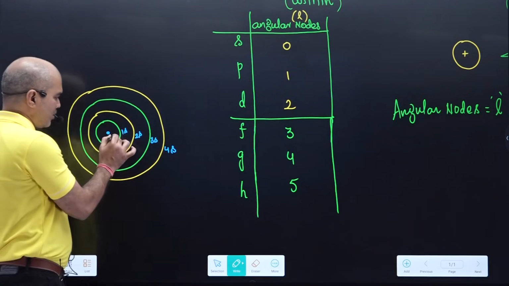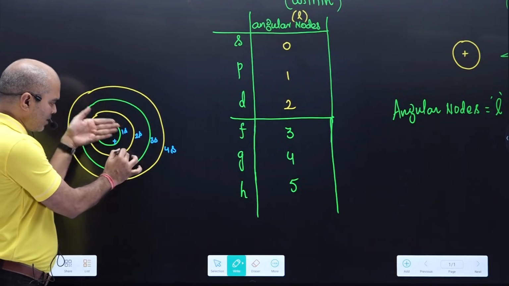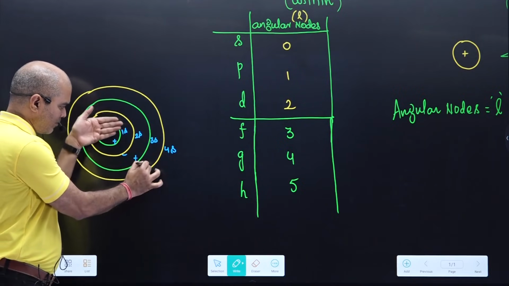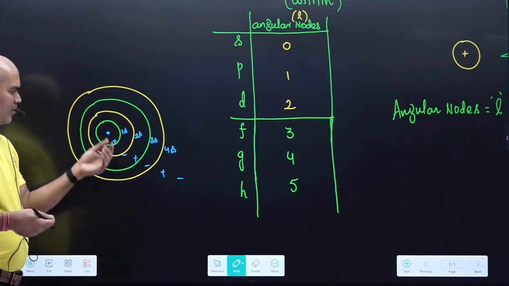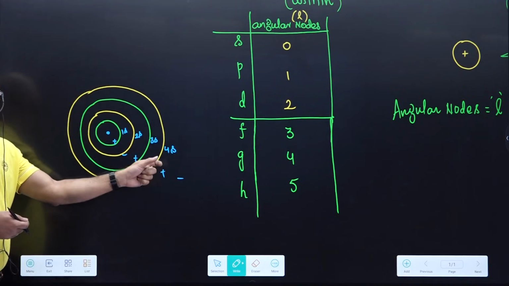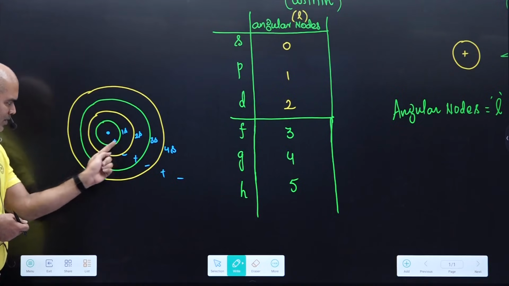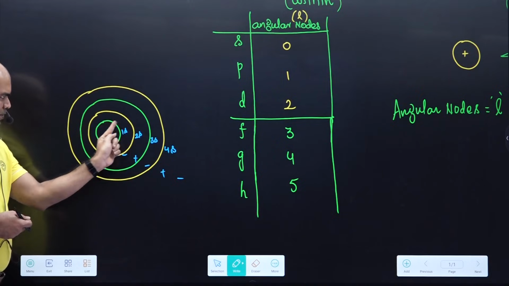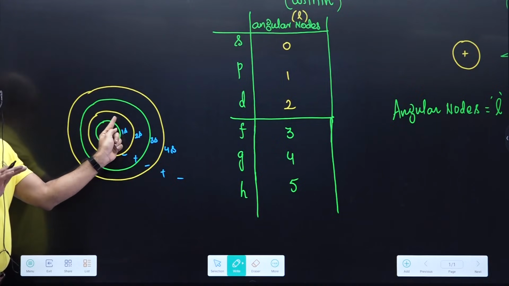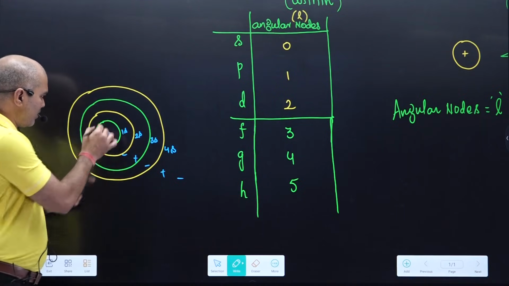Meaning, suppose if this is in plus phase, if all this wave function is plus, this will be minus. If this is plus, this will be minus. Plus, minus. That will alternate. It means wave functions will alternate. And wherever there is a change of wave function, we have a node. So here all is plus. Here all is minus. In between these two, there is a node. That node is called a radial node. So for 1s, there is no radial node, but for 2s, there is one radial node. This is that radial node.